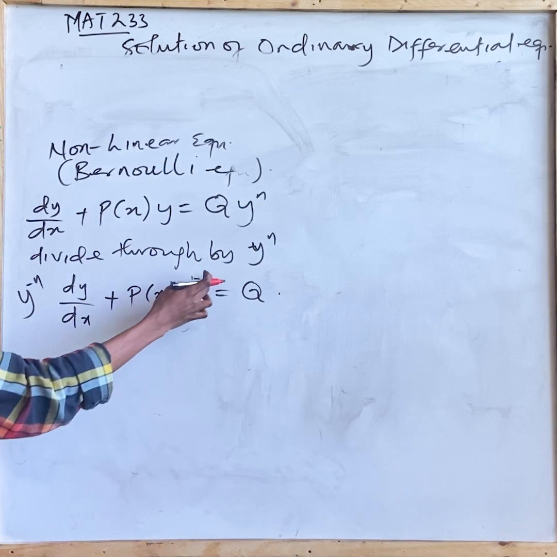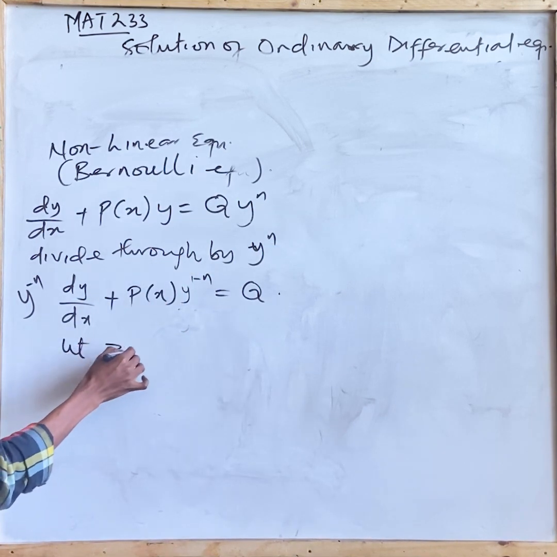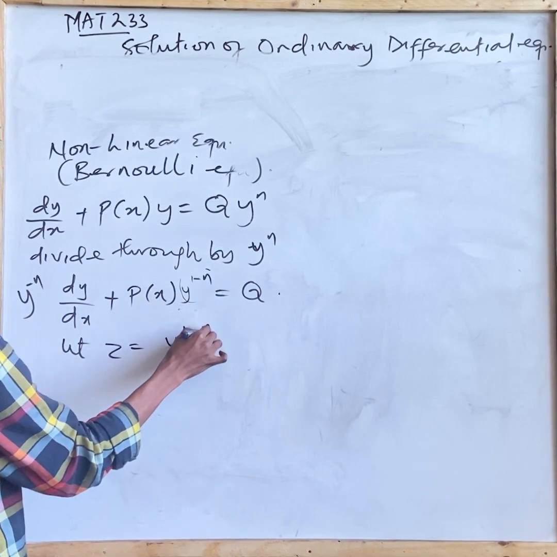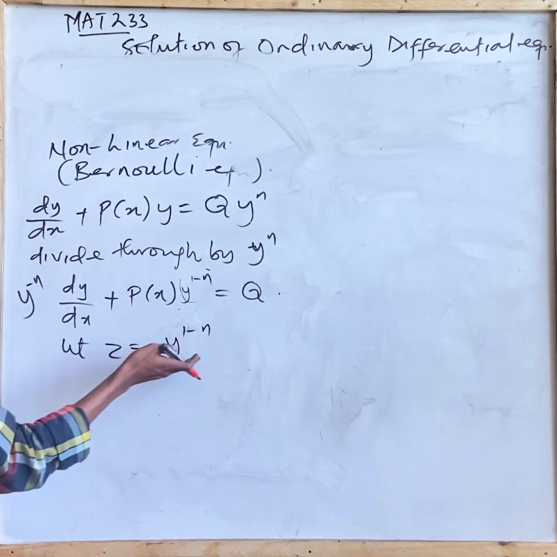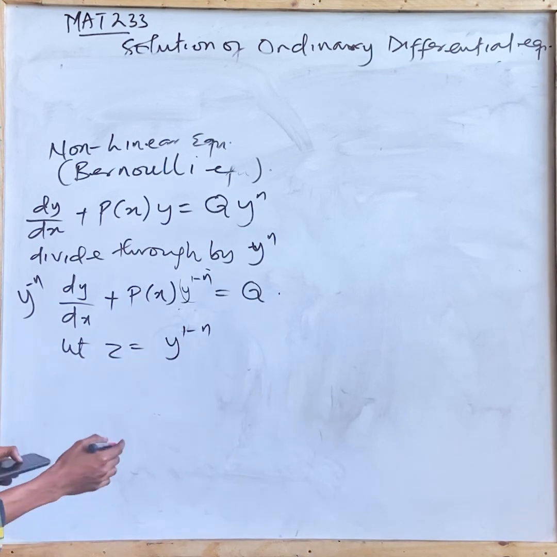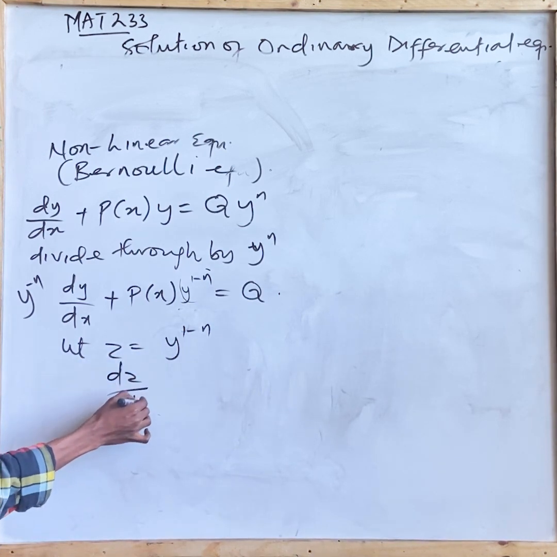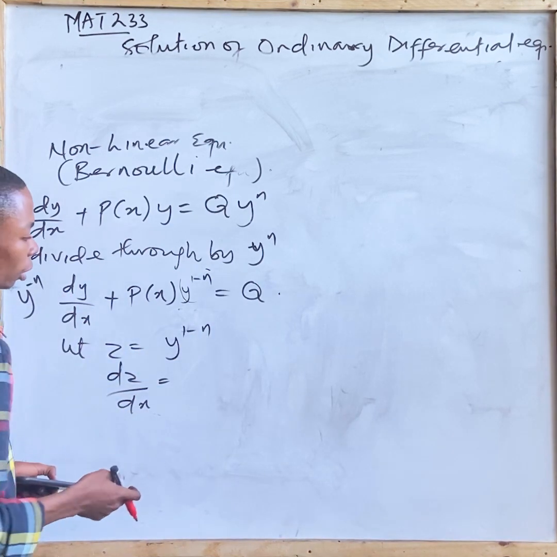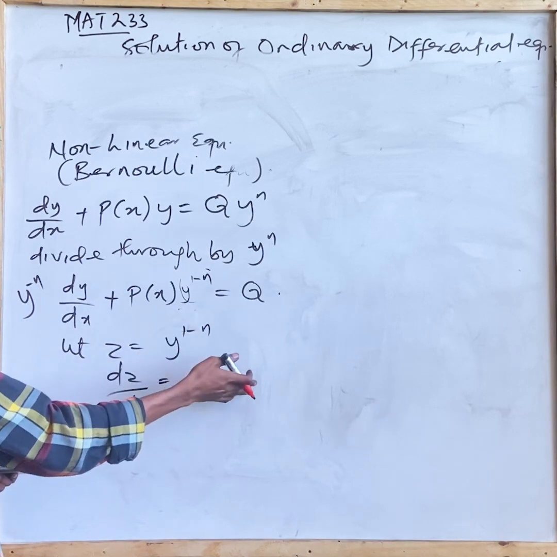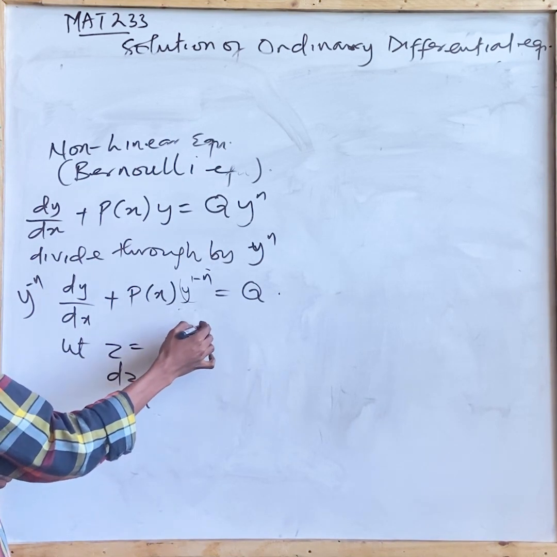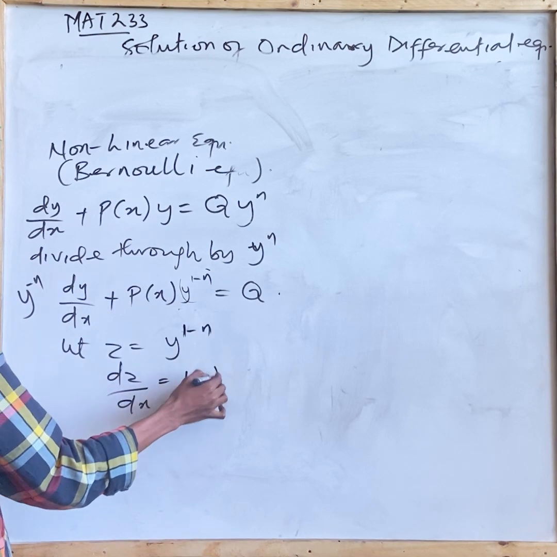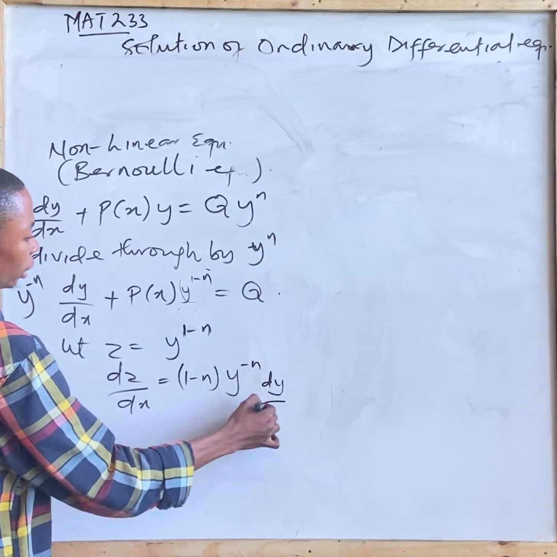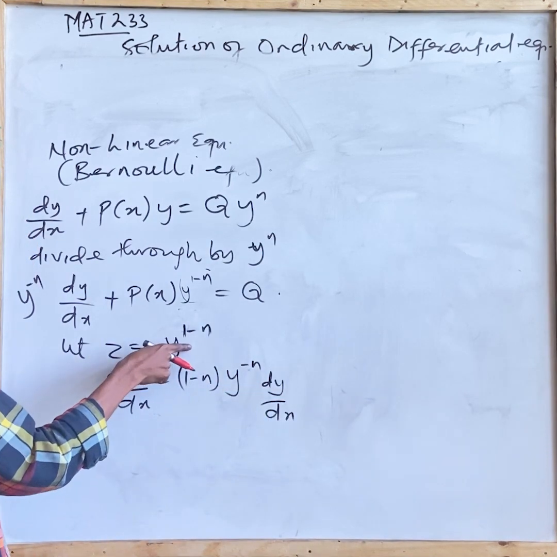So after that, I will now assume that let z equal to this part. Let z equal y raised to power 1 minus n. Then I'll differentiate both sides with respect to x. So dz/dx is equal to, if you remember implicit differentiation, if you are differentiating y, you put the dy/dx in front of it. So if I differentiate y raised to power 1 minus n, it will be 1 minus n, y raised to power 1 minus n minus 1, then this one will have the dy/dx because I'm differentiating an implicit function.